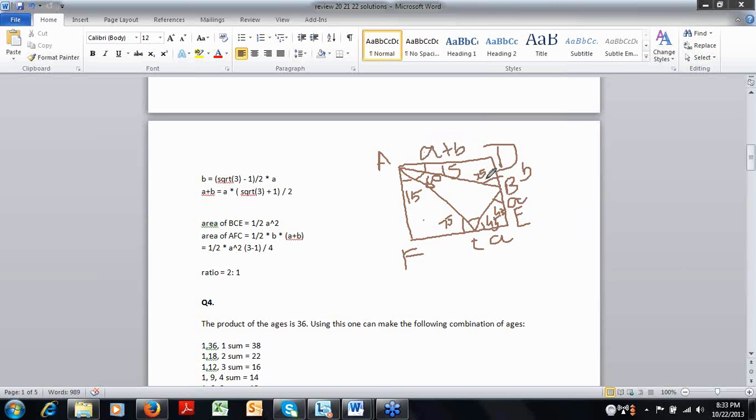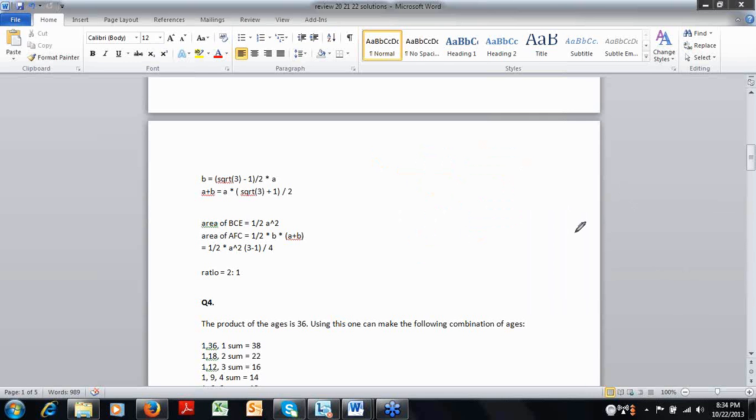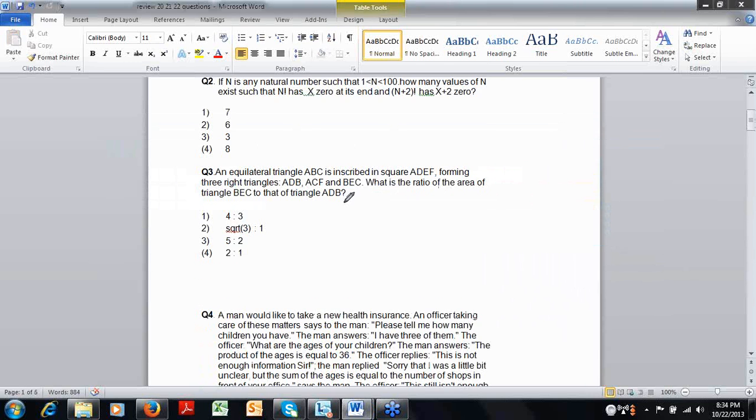Now solve the equation. A plus B whole square plus B square is equal to this value, and this value is equal to A root 2 whole square. So you can find out the value of B. Hope this clarifies your problem. Okay, moving on to other questions. Question number 4. What is question number 4?